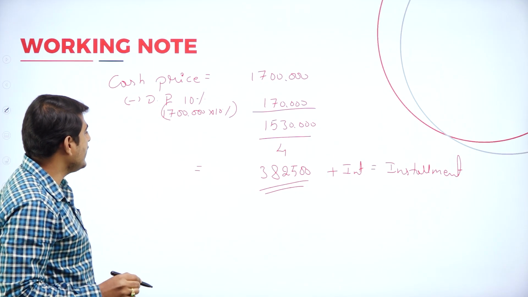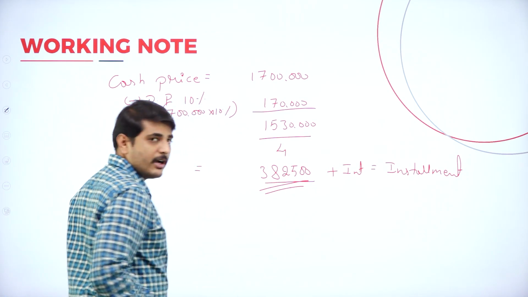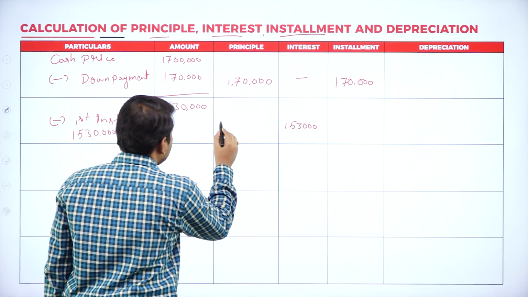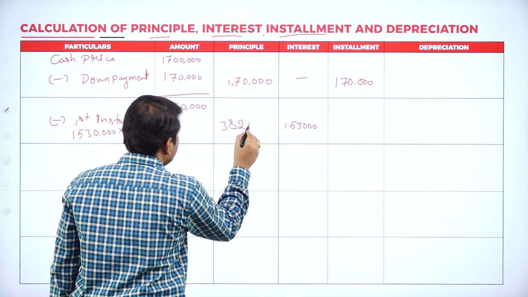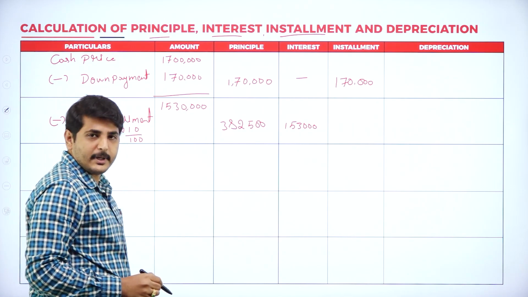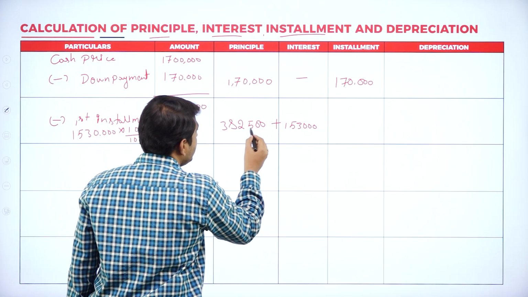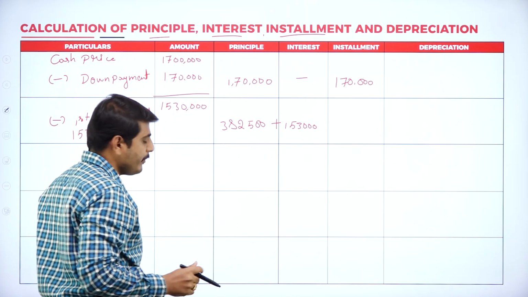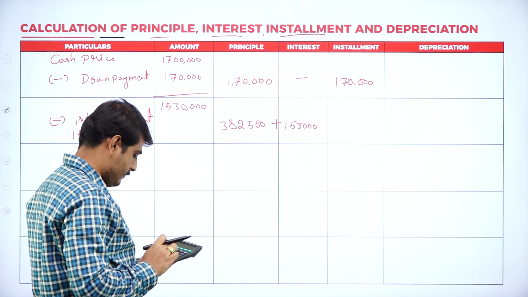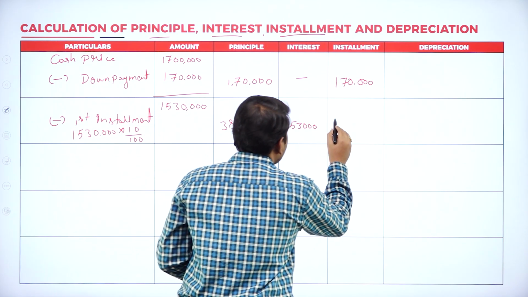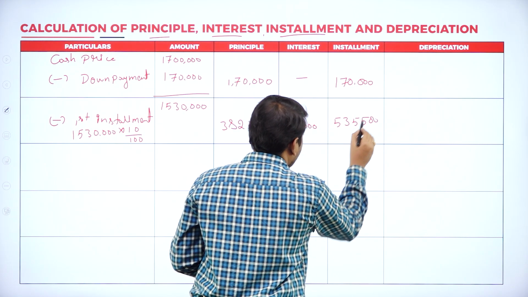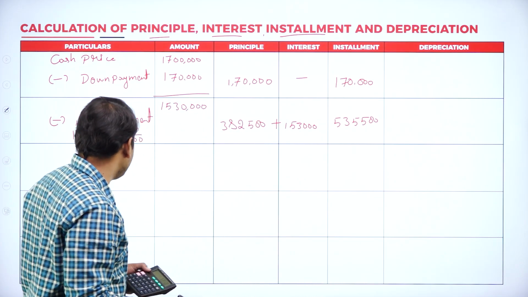And we know the principal amount. Every year we have to pay principal of how much? 3,82,500. We know the principal and we know the interest. Add principal and interest, it will become the installment. Let's add. So it is 5,35,500 is the first installment.